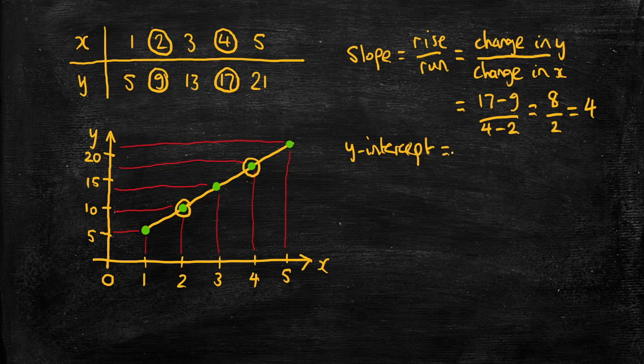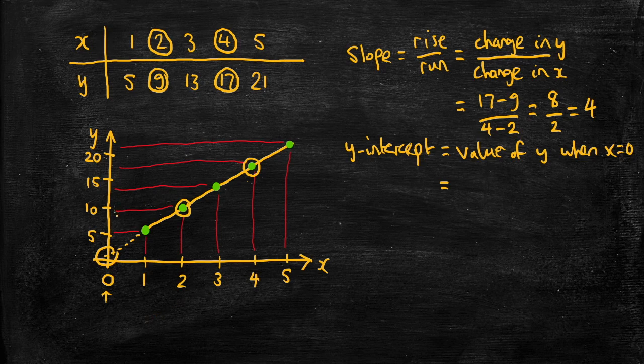Coming on to the y-intercept, that's the value of y when x equals 0. So on our graph, if I extend my graph this way till it crosses the axis, it's asking where on the vertical axis would the graph cross, because that's when x equals 0.